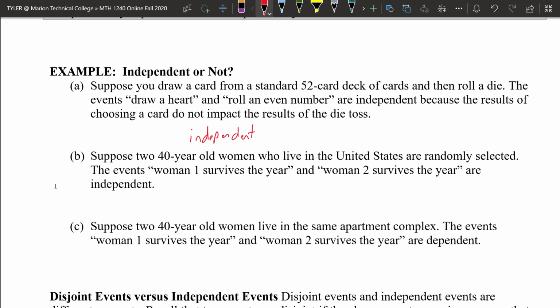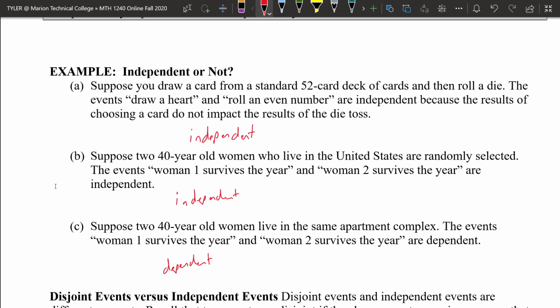And then part B, it says suppose two 40-year-old women who live in the United States are randomly selected. The events woman 1 survives the year and woman 2 survives the year are independent, right? So I want to go over what that one says, and then if you look at part C, it's very similar, except it says they live in the same apartment complex instead of being randomly selected. So I want to go over the difference. So this one is independent, and part C is dependent. So I want to talk about why.